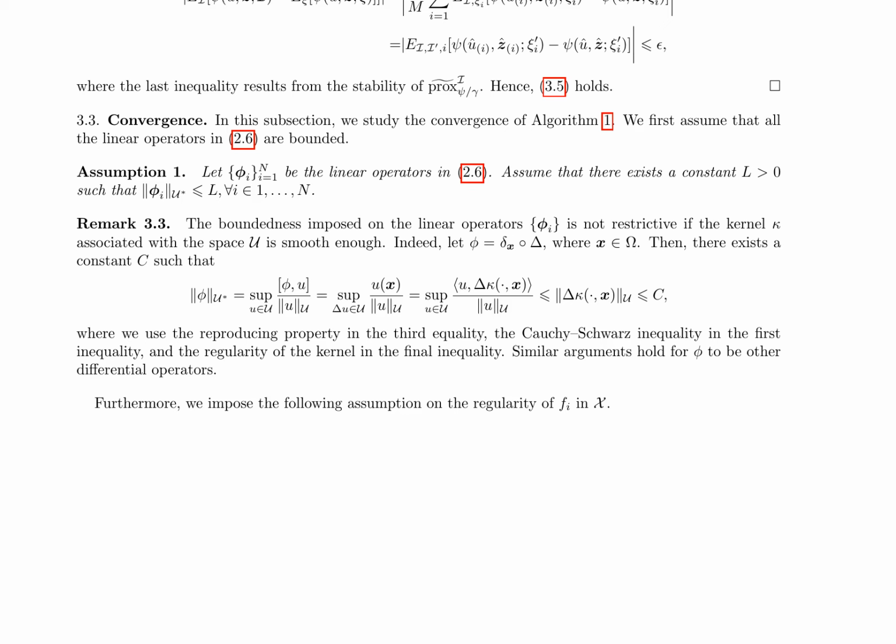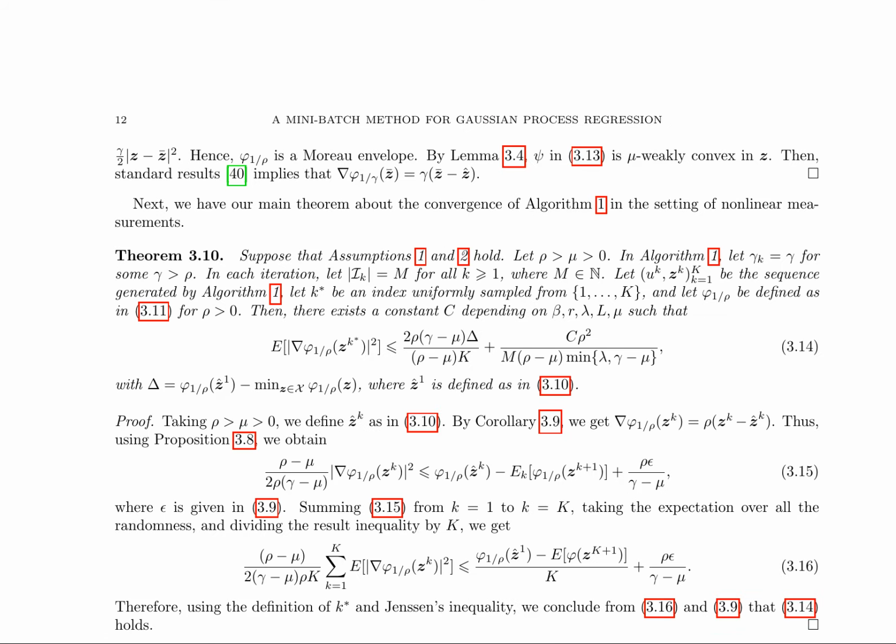This stability property is crucial for the convergence analysis of algorithm 1, which is studied under the assumption of bounded linear operators and continuously differentiable functions phi. The weak convexity of phi, I, is established, implying the convergence of algorithm 1.